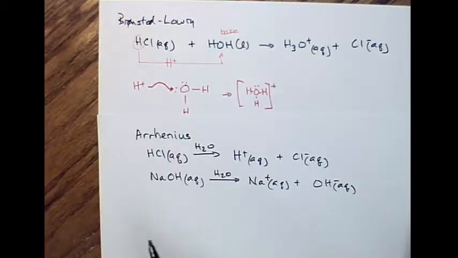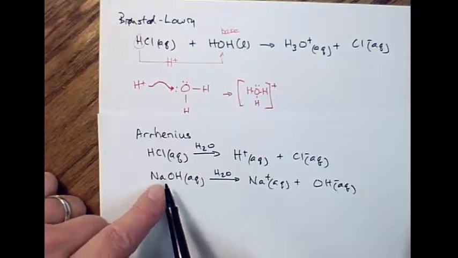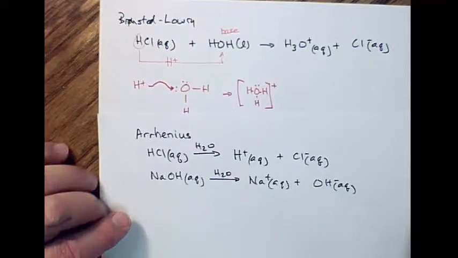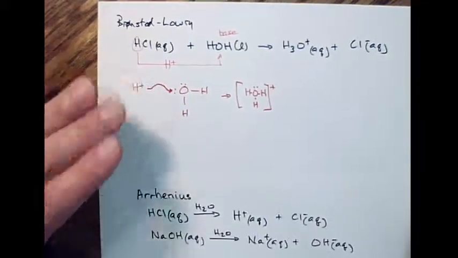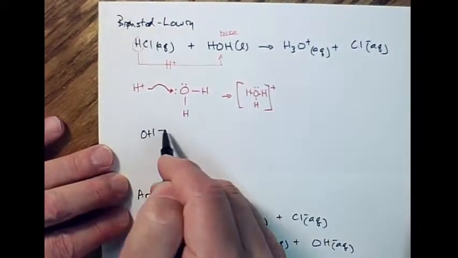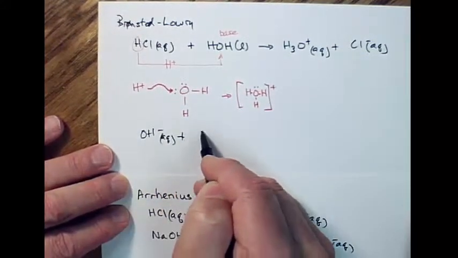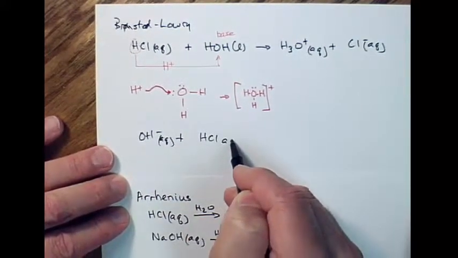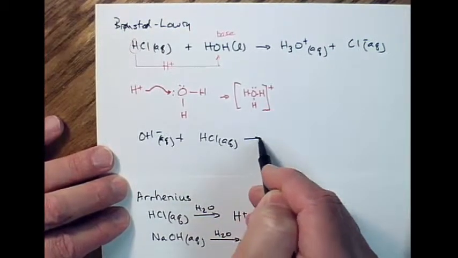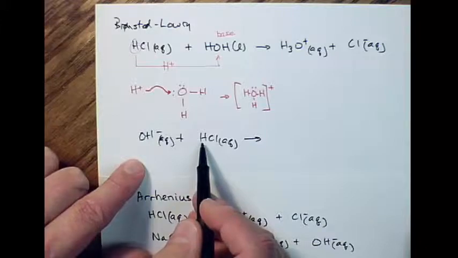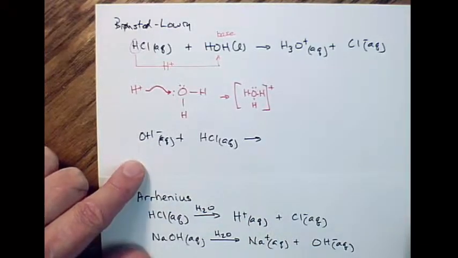Bronsted-Lowry is extending the idea of bases to say, once we dissociate and form hydroxide, then what happens? Well, in the Bronsted-Lowry concept, if we have hydroxide and we put it in solution with an acid, let's just use hydrochloric acid here, then when the hydrochloric acid dissociates and we get this hydrogen ion, it's going to want to go over here and join up with this hydroxide.